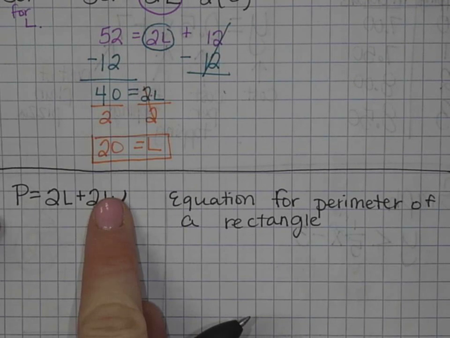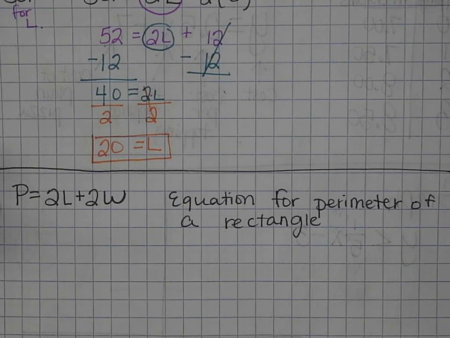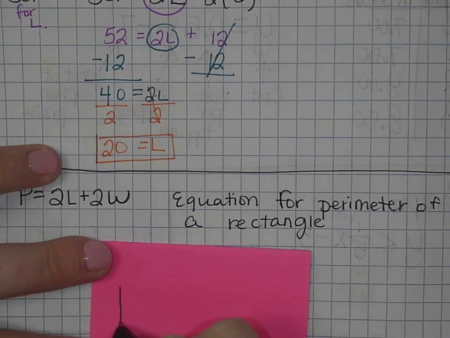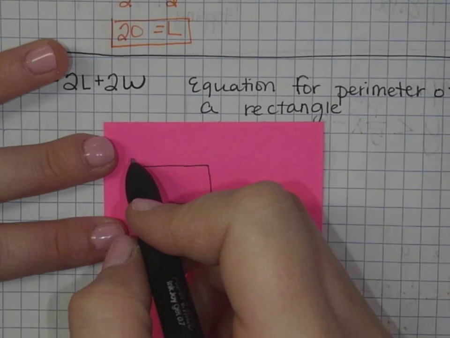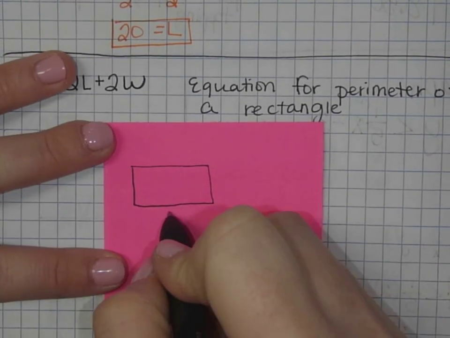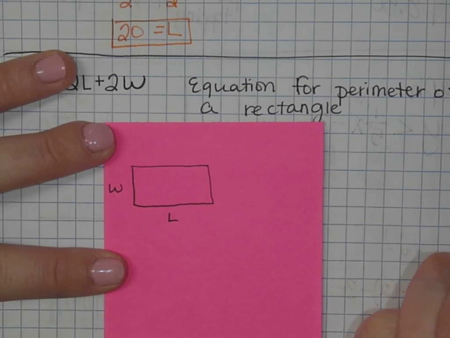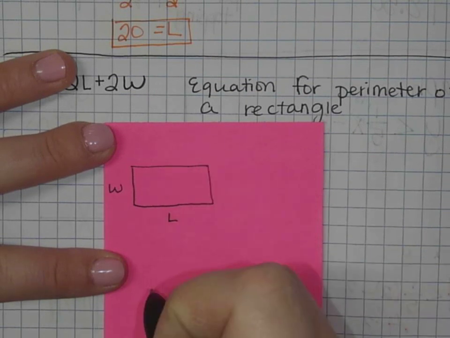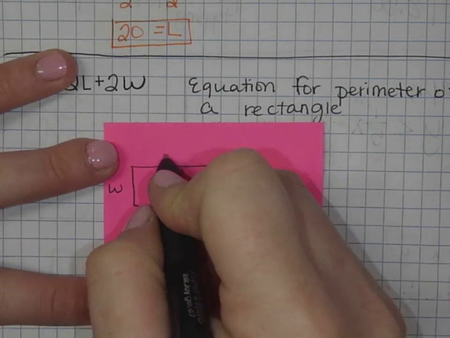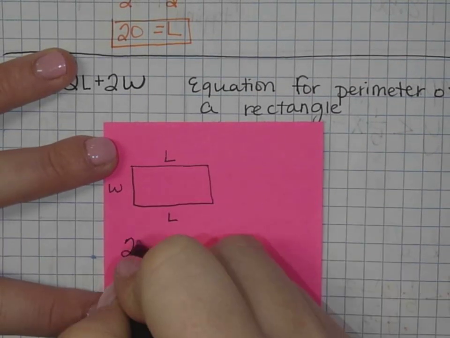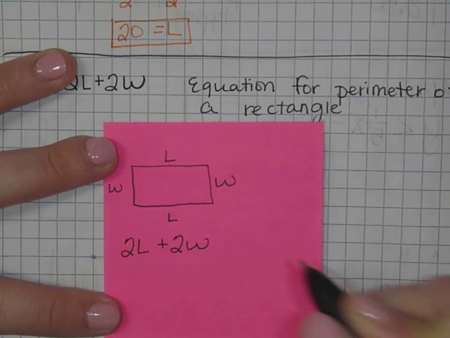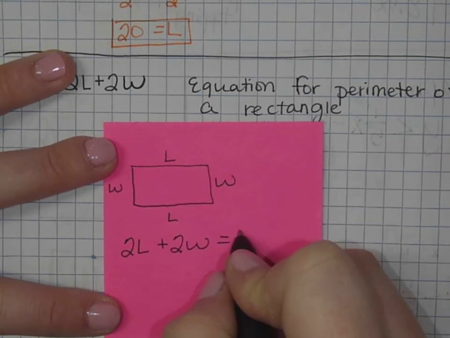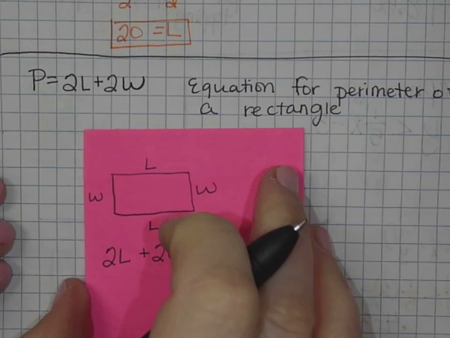So if I have this equation, remember, think about a rectangle. Perimeter is the distance all the way around. So I have a length and a width. Well, if I want the distance all the way around, I have 2 lengths. So 2 lengths plus I have 2 widths is going to give me the perimeter.